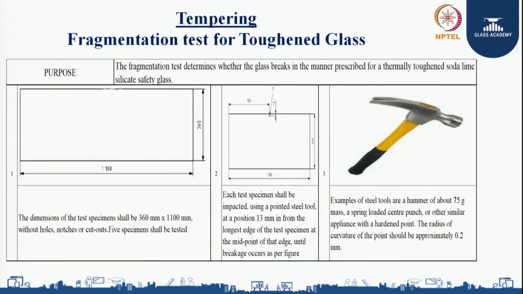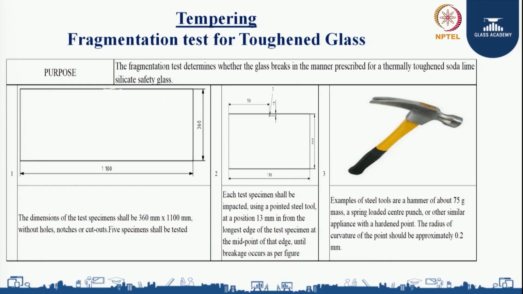Now let us understand the toughened glass procedure. The purpose is that when I break the glass, it should break in a manner so that I get small granule-like fragments. The SOP for this is, first, I take a specimen of 360 by 1100 mm without any holes, cutouts or notches. You can see in the figure my dimension is 1100 by 360. Second, for each specimen I need to take 5 samples to ensure my fragmentation toughened quality.